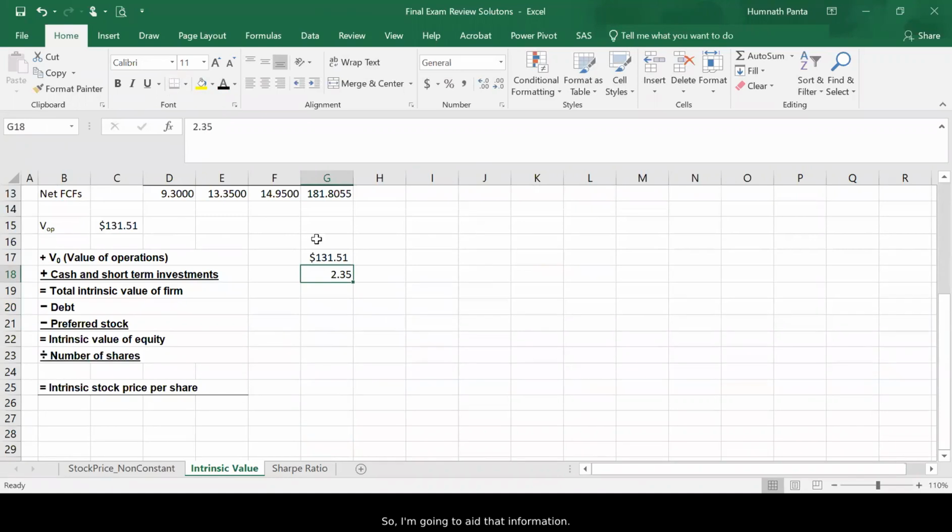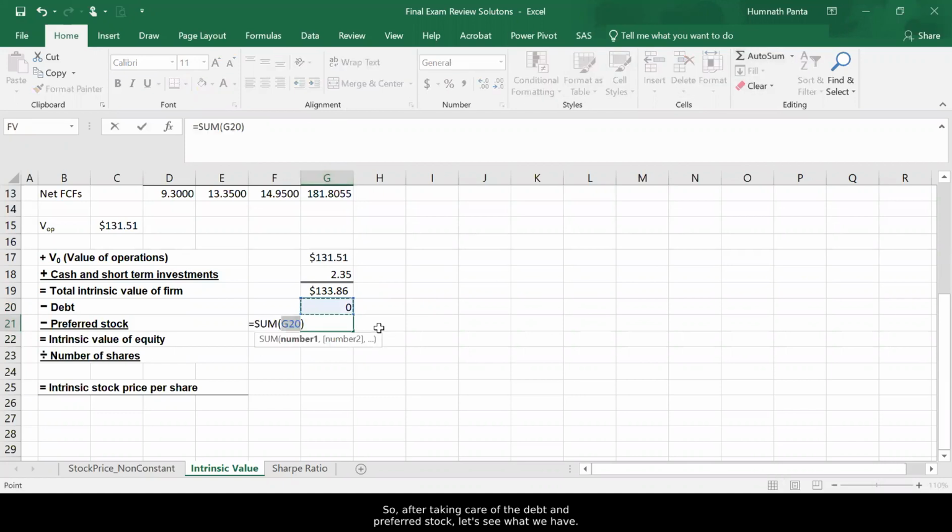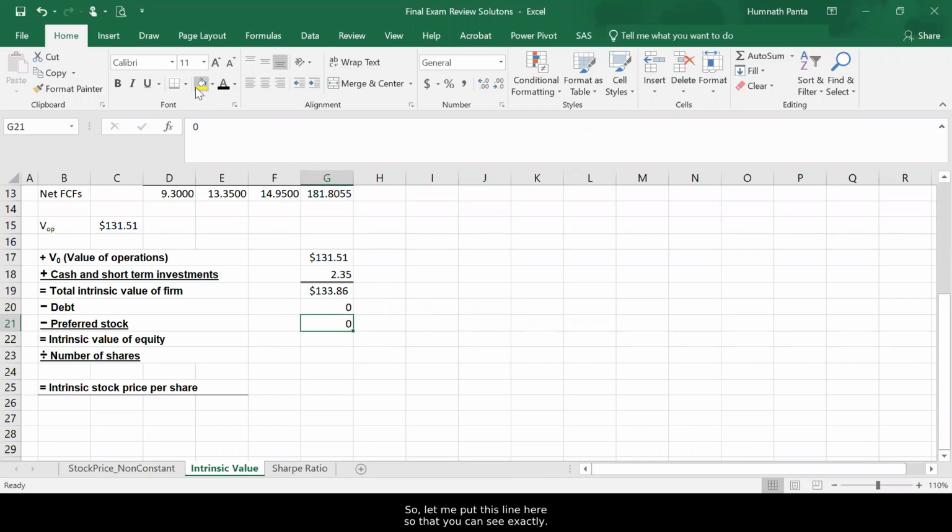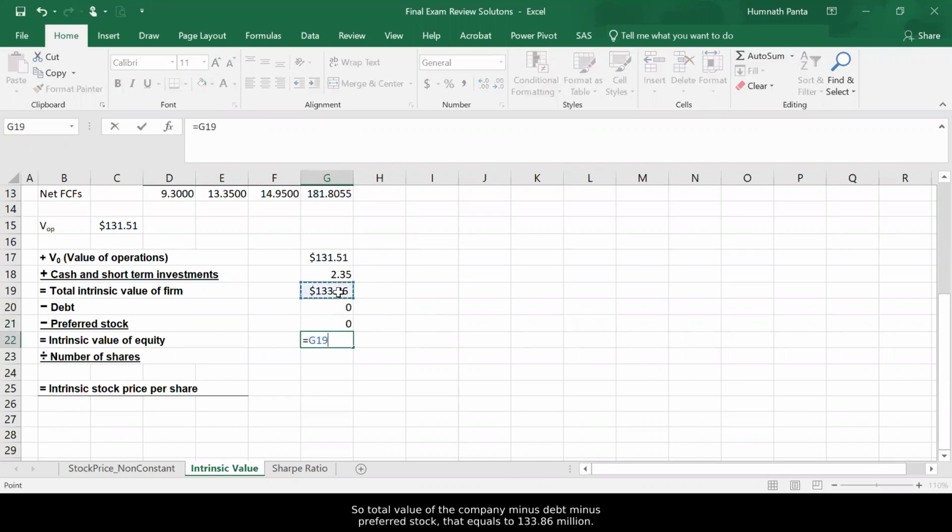So I'm going to add that information, and if you add those two values, we have the total value of the company. In the question, there is no debt. In the question, there is no preferred stock. So after taking care of the debt and preferred stock, let's see what we have. Let me put this line here so that you can see exactly. So total value of the company minus debt minus preferred stock equals 133.86 million. That is the intrinsic value of the equity.